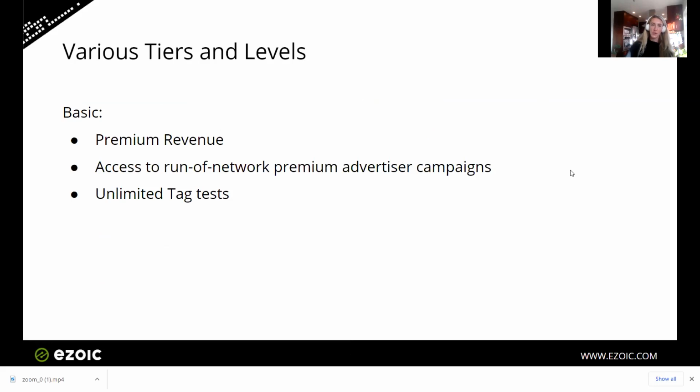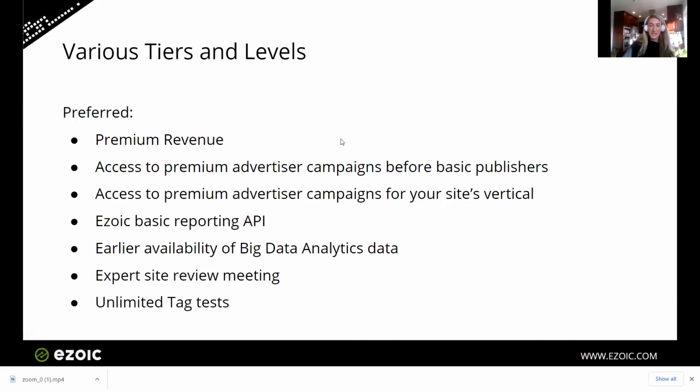So in the basic, you have access to premium revenue, which is our premium advertisers, and you get unlimited tag tests. With basic, you're going to have the lowest ROI, but you are going to have access to premium. I'd say we probably only have 1 or 2 sites that are actually in basic, so nobody really chooses this one. Preferred is going to be the middle tier, so this is going to give you access to those premium advertisers. It's also going to give you access to our reporting API.